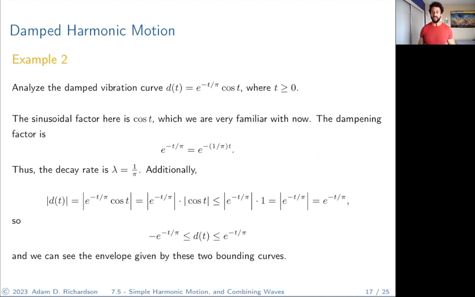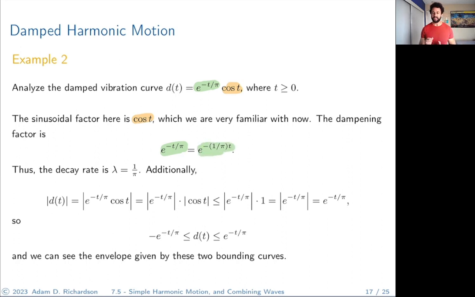All right, so the sinusoidal factor here is just cosine of t, and we're very, very familiar with cosine of t. Cosine of t is exactly the same cosine of t you've been working with since week 1, right? It's just cosine. The dampening factor is given by the leading factor right here, this piece, right? So e to the negative t over pi. And if we rewrite it in terms of the general formula, we get this.